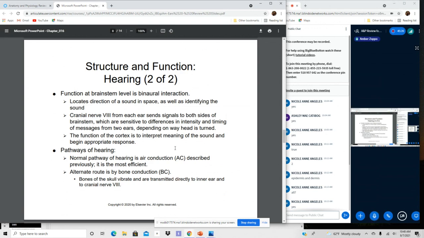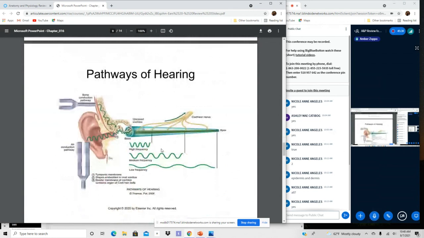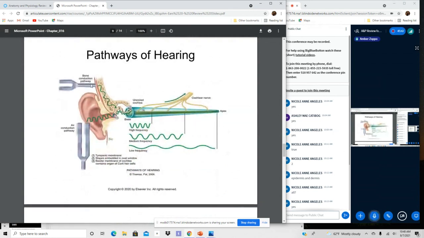The pathways of hearing. Normally, the pathway of hearing is through air conduction, which was described previously and is the most efficient. The alternative route is through bone conduction. The bones of the skull vibrate, and the vibrations are transmitted directly to the inner ear and to cranial nerve 8. This picture is just showing two different pathways of hearing: bone conduction, which takes those vibrations and sends them through nerves to the brain, or air conduction.